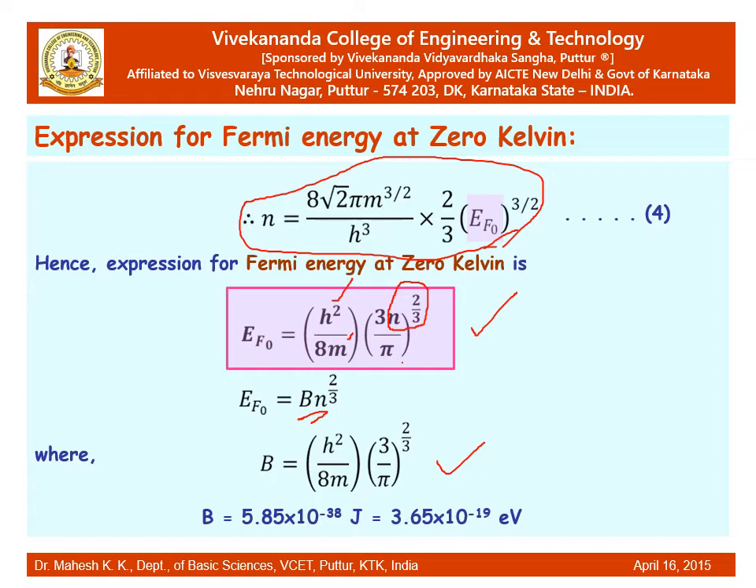And if you calculate that, you will get b as 5.85 into 10 to the power minus 38 joules, or 3.5 into 10 to the power 19 electron volt.